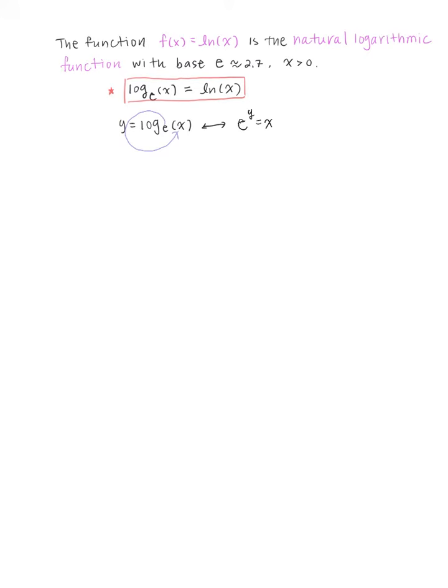So that means that given y equals ln of x, this statement is equivalent to e to the y equals x. So y equals ln of x is exactly the same thing as log base e of x. It has just a special fancy notation, and that's all.